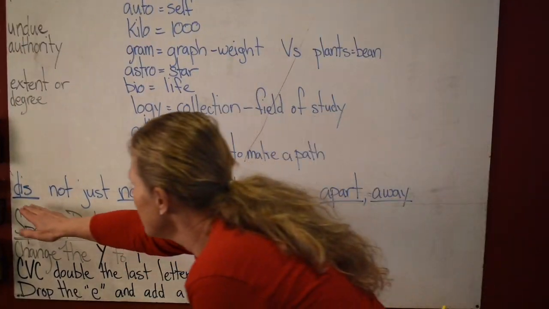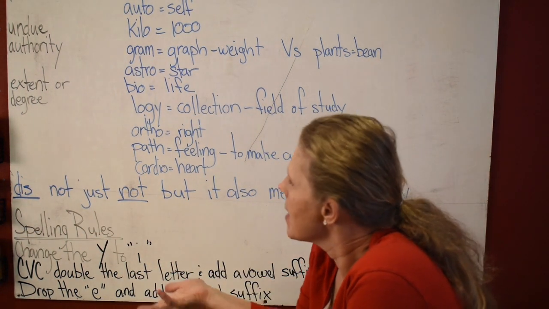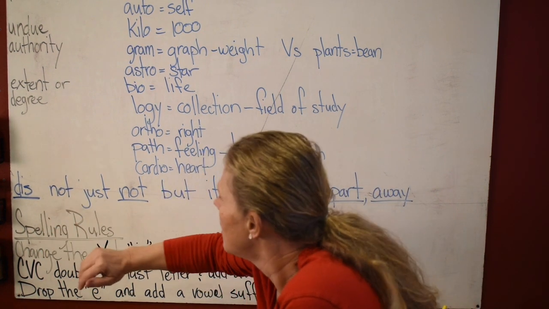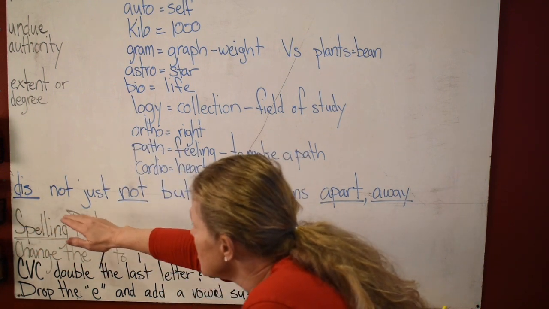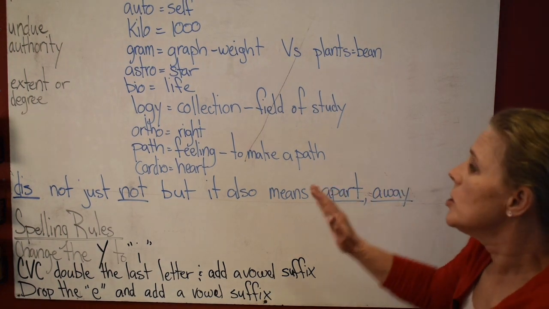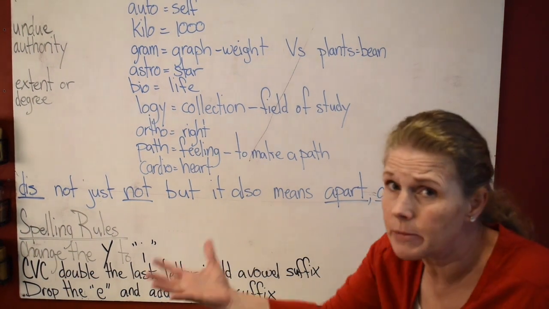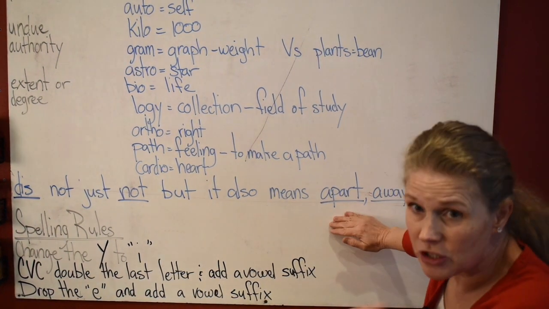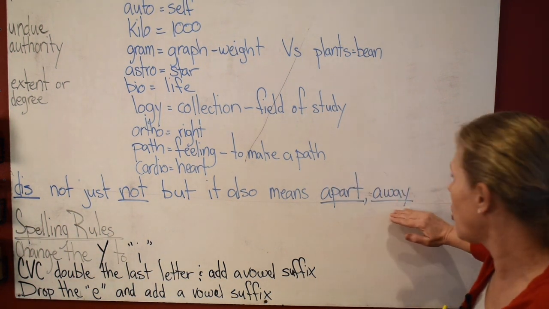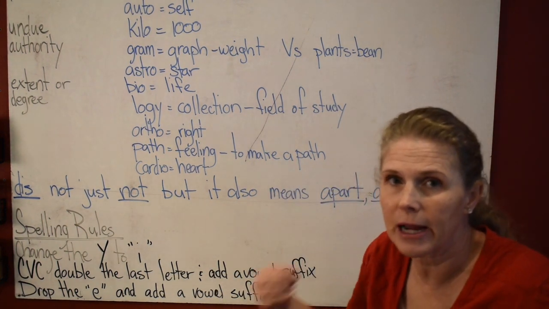Look at this prefix right here. Now we know this prefix is a chameleon, but we also know that it means not, right? But this is not just not, but it also means a part and away. So now that you have it in your mind, you know what this is because we've talked about it in our other lessons. Now let's add to it. Now let's remember that it can also be a part. It could also mean away. Okay, add that to your vocabulary. Add that to your mind.